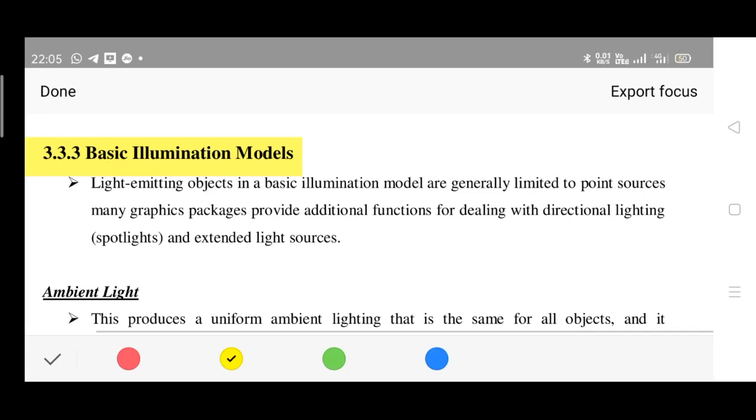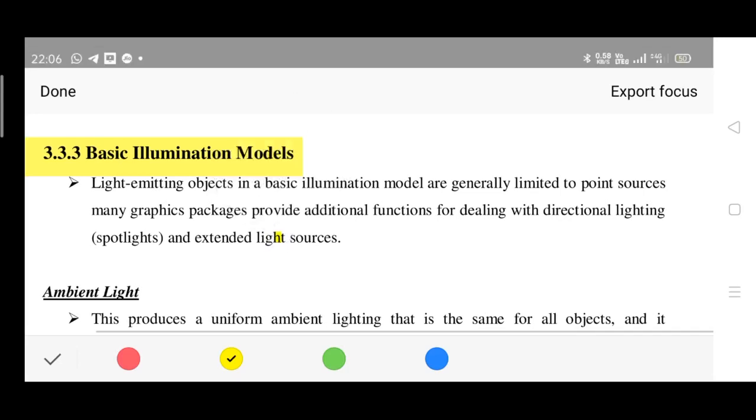How does brass metal look, right, when a ray of light from the sun or whatever the actual source hits a particular surface of the brass material? Then how does it look? The portion looks shiny, isn't it? So such effects we are going to simulate using our graphics package. For that, modeling is required. So a basic set of illumination models is to be defined for that purpose.